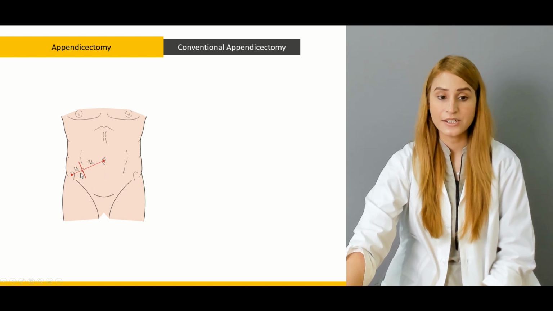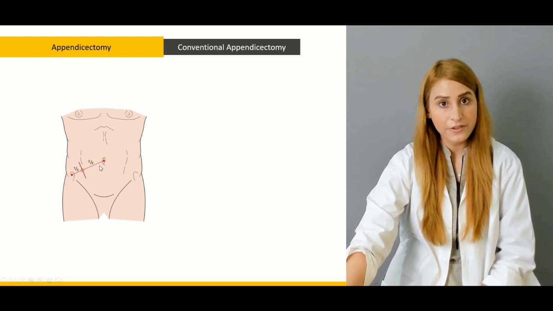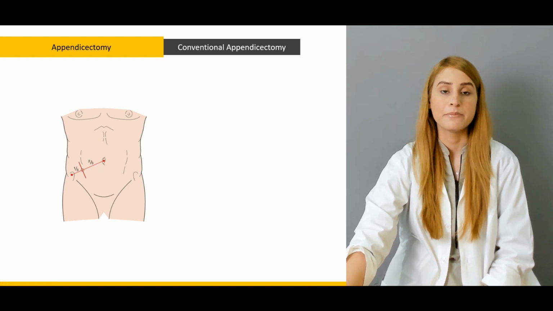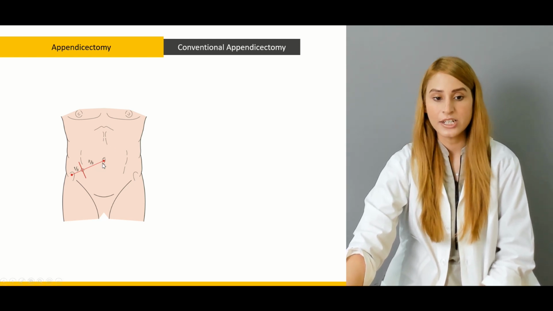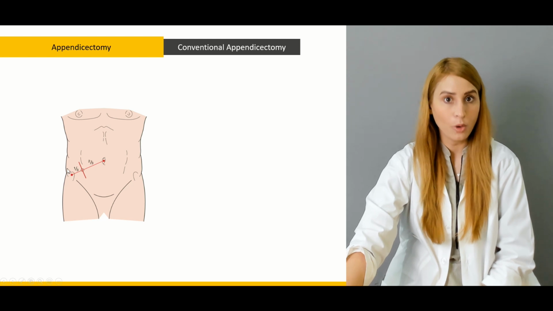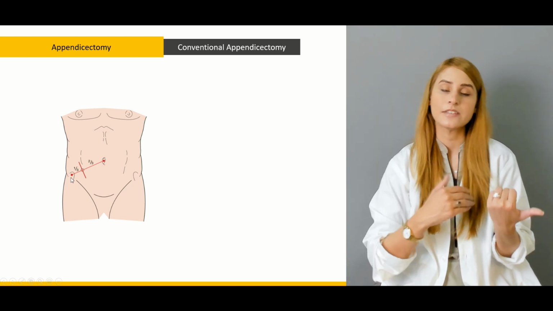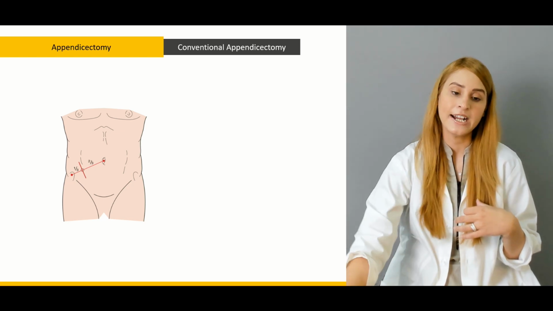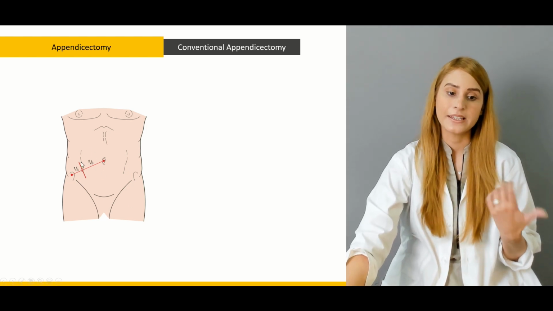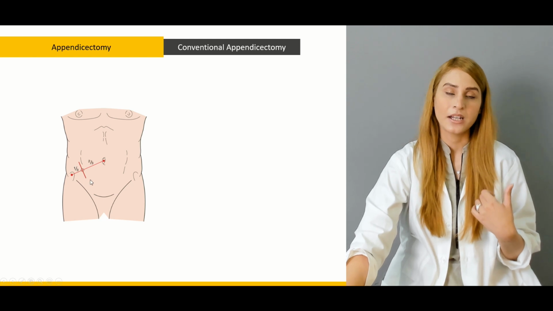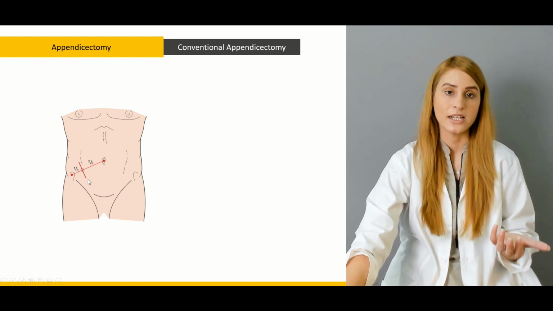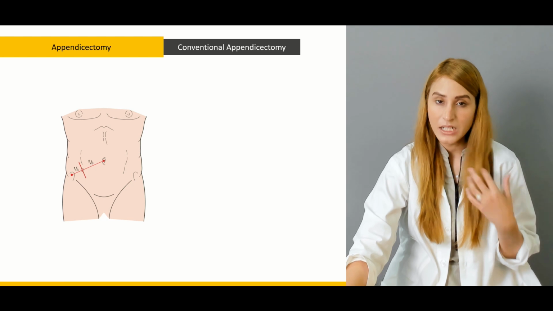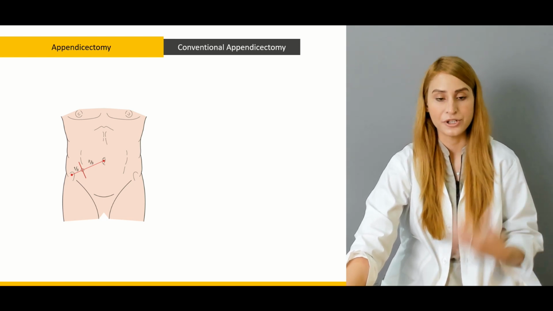So this incision is called the Rutherford-Morrison incision or McBurney's incision, because you're giving the incision at McBurney's point. So starting from the anterior superior iliac spine to the umbilicus, you divide it 1/3 to 2/3, and then you give the incision here at McBurney's point. So this is called a McBurney's incision, or a Rutherford-Morrison incision.